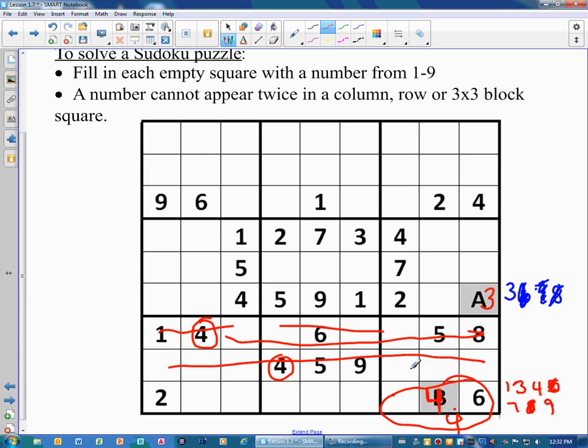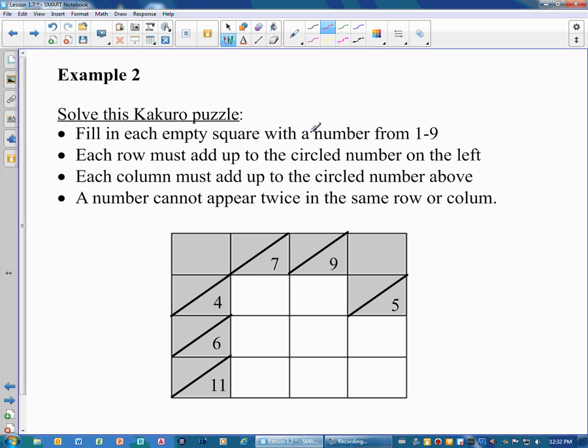So in order to solve Sudoku puzzles, it's a process of elimination, is the way that I mostly solve them. Sometimes you need to work 2 or 3 steps ahead to be able to get the square you need. But there's lots of little tricks that, if you like these kinds of puzzles, you'll pick up as you go along.